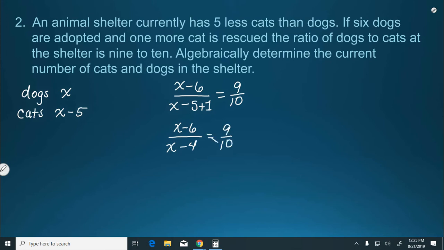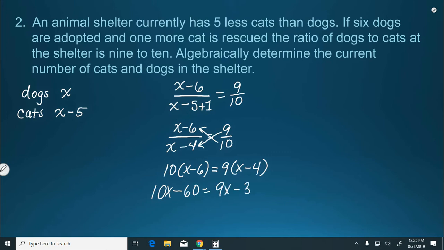Now we cross multiply. 10 times x minus 6 equals 9 times x minus 4, which is 10x minus 60 equals 9x minus 36. Now we have variables again on both sides. I want to move the smaller of the two to the other side, so I subtract 9x from both sides.